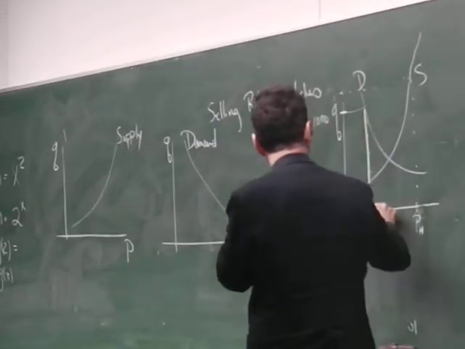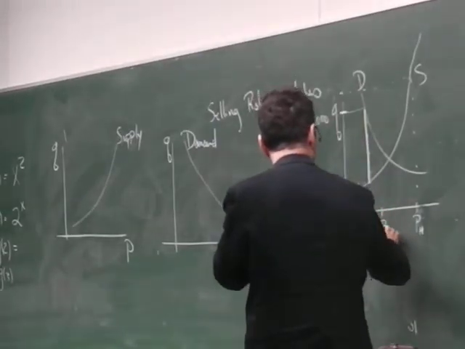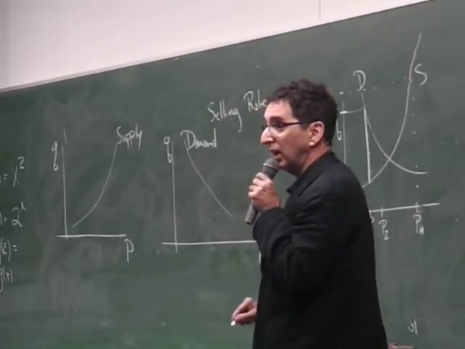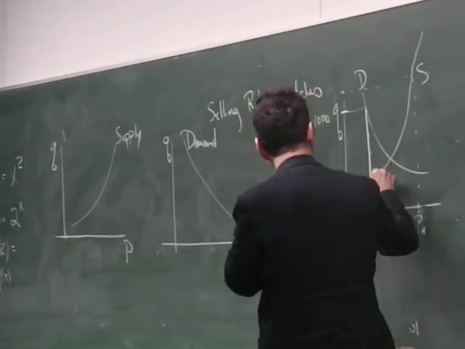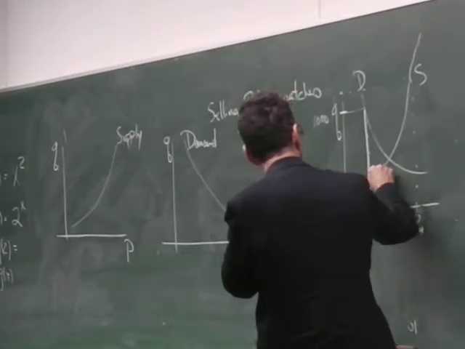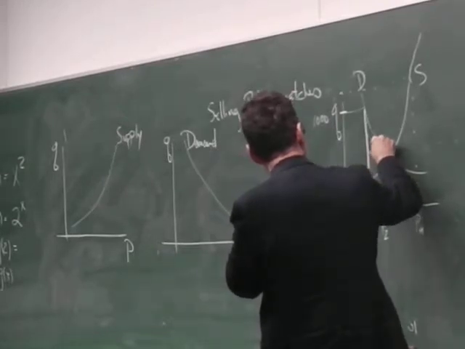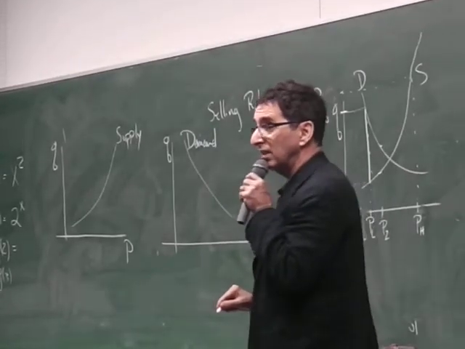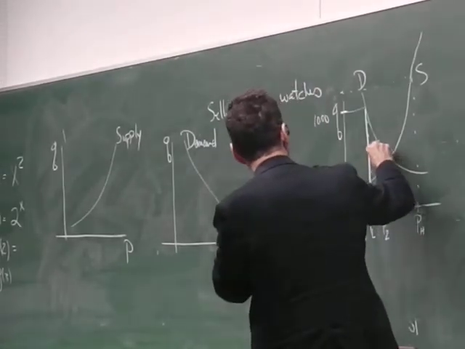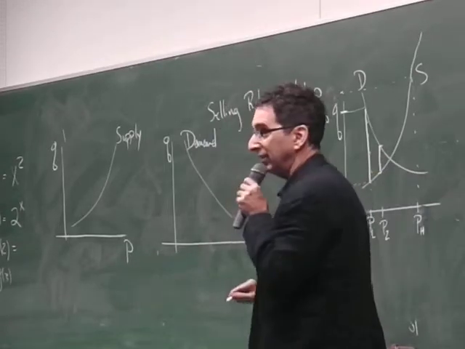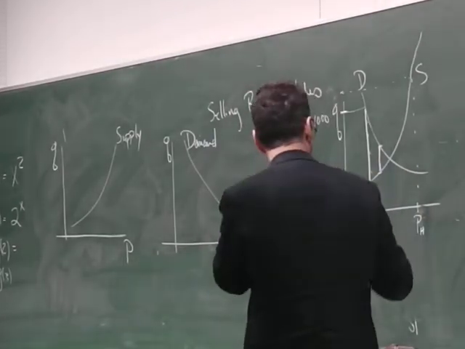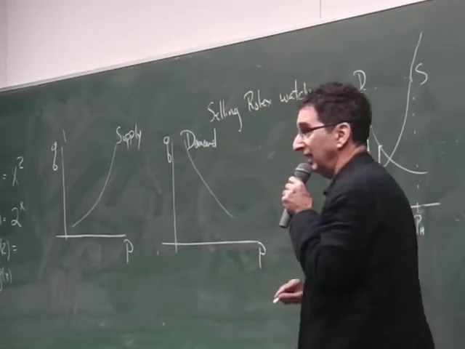Now, how about if the price is here, P2? Then there's still a shortage, right? Because the supply is here and the demand is here. So there's still a shortage. How much is the shortage now? It's the length of that line, right? Does everyone agree? On the other hand, suppose the price is high.